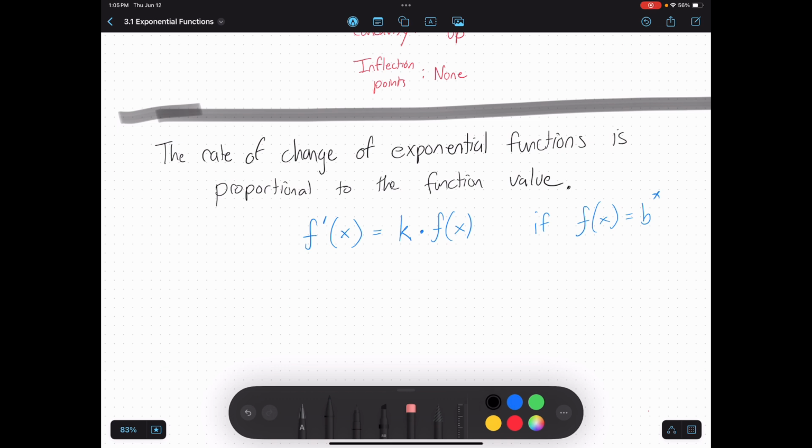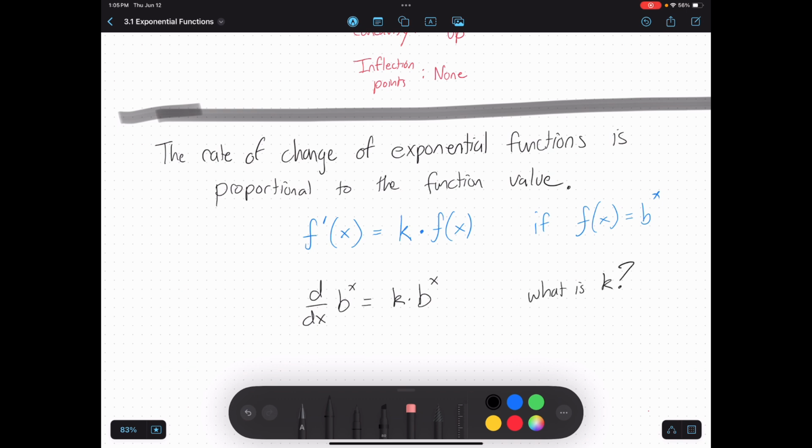That means that if I want to take the derivative of some exponential function, then what I should end up getting is just that same exact function multiplied by a constant, which makes for a relatively simple derivative. If you take the derivative, you get the same exact function just multiplied by a constant. The problem is, what is that constant?